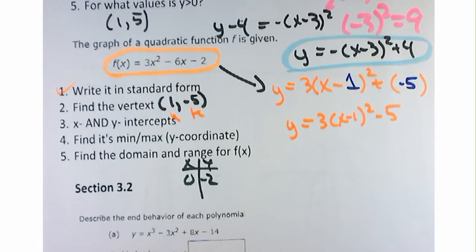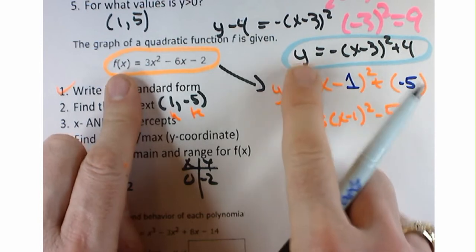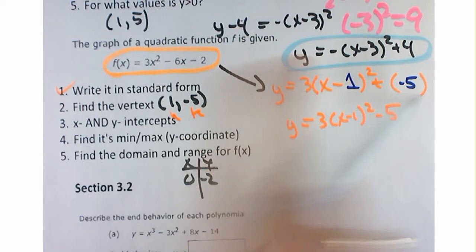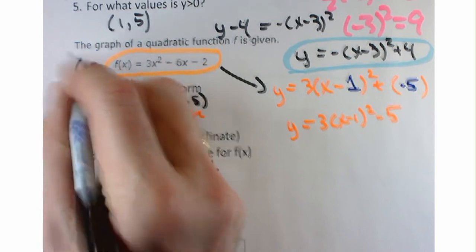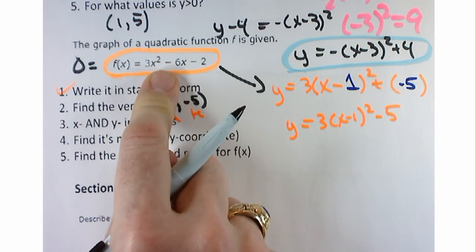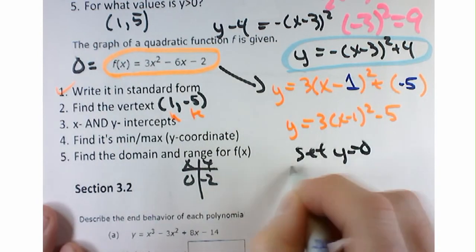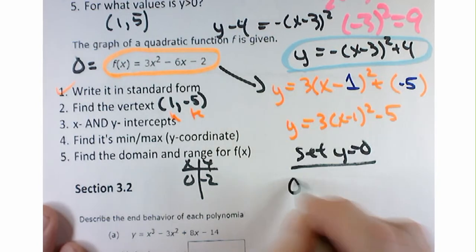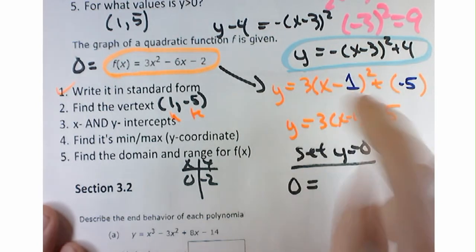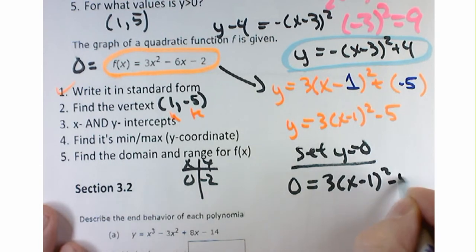For your x-intercepts, that's going to be a lot more work. Again, you've got two choices. You can use this one or this one. Let's take a look at what happens if you use this one. If you set this equal to 0, you probably end up using the quadratic formula. No big deal there. Quadratic formula is fine. But what if I set y equals 0 here, so 0 equals 3 times x minus 1 squared minus 5.